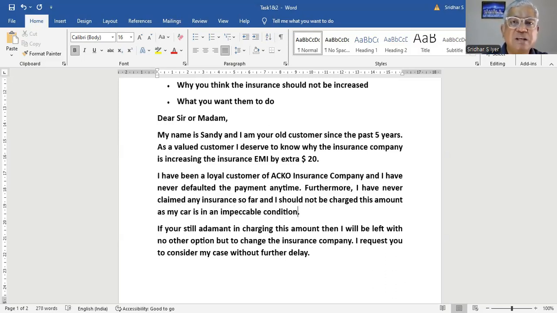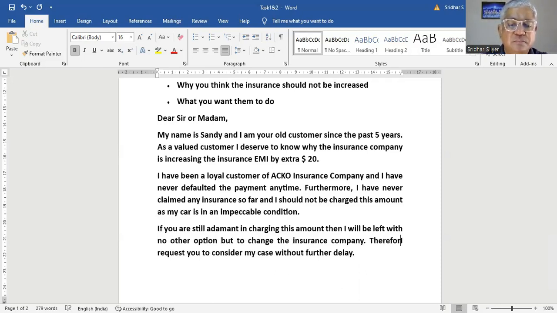So these are all the high scorers. Vocabulary is very important. If you are still adamant in charging this amount, then I will be left with no other option but to change the insurance company. Therefore, I request you to consider my case without any further delay.